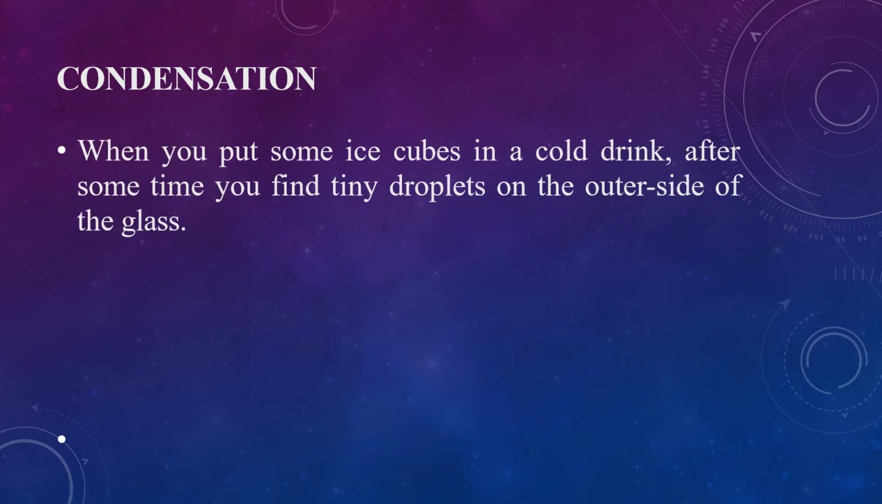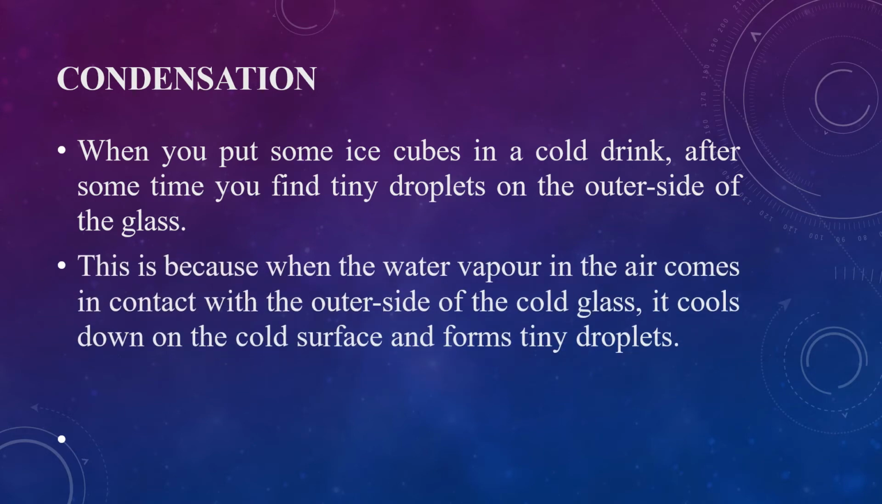Now, let us study about condensation. We are going to take another example. When you put some ice cubes in a cold drink, after some time, what do you find? Tiny droplets on the outer side of the glass. Why does it happen? This is because when the water vapor in the air comes in contact with the outer side of the cold glass, it cools down on the cold surface and forms tiny droplets.